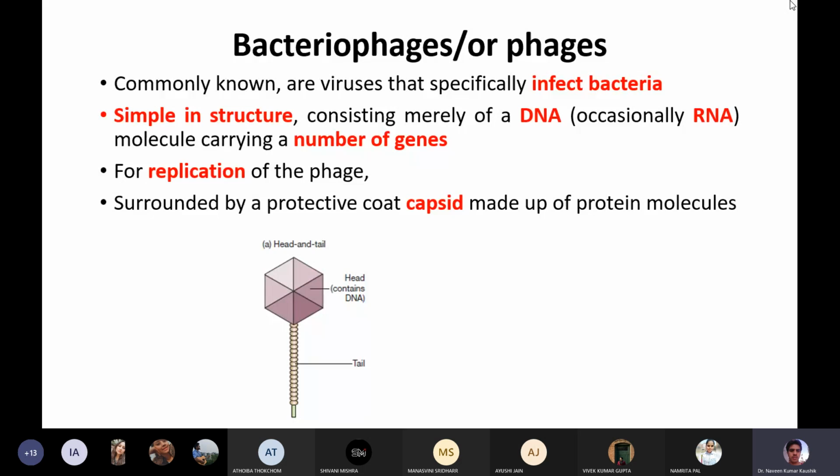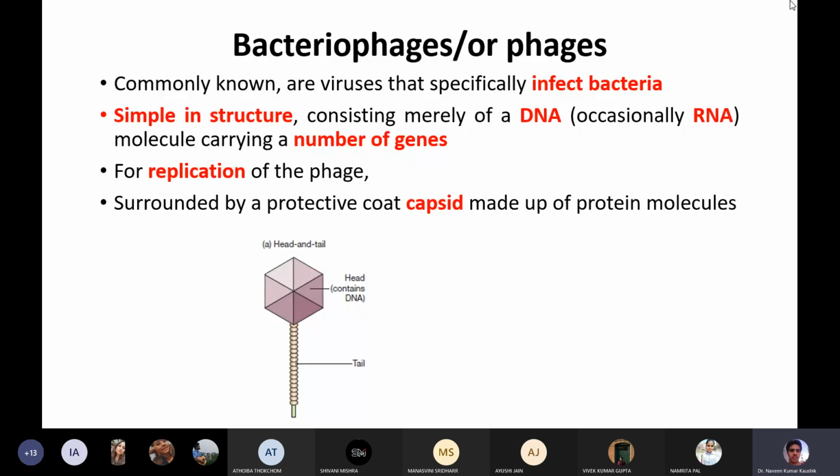They are simple in structure, consisting of merely DNA. Most of the bacterial viruses are DNA viruses, though some viruses may be RNA also. It is a property of viruses that they are self-replicative, which means they can maintain themselves. That is going to be helpful, so it means we can use this property of the virus also.